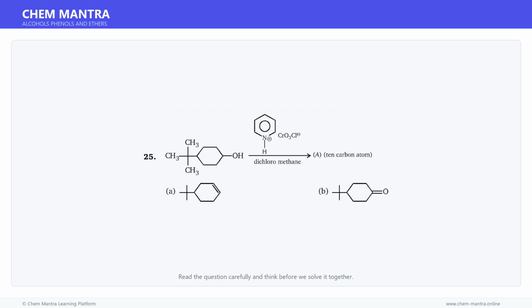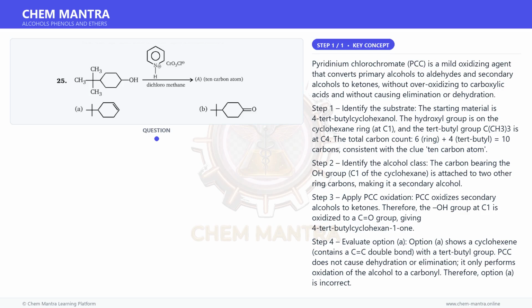Here is a question. Read it carefully and think about the answer. Let us solve it step by step. Let us first understand the key concept here. Pyridinium chlorochromate, PCC, is a mild oxidizing agent that converts primary alcohols to aldehydes and secondary alcohols to ketones without over-oxidizing to carboxylic acids and without causing elimination or dehydration.